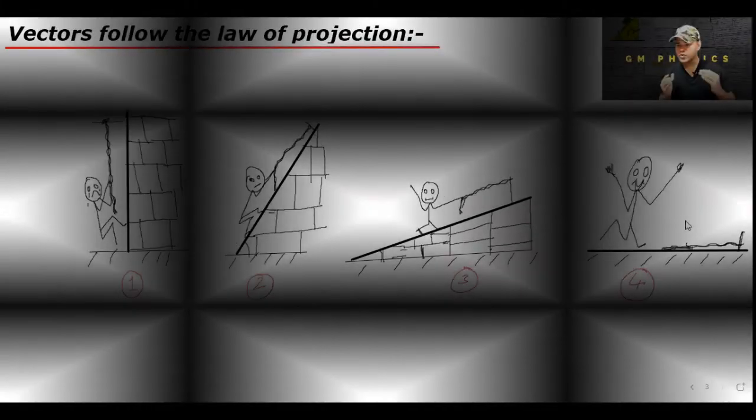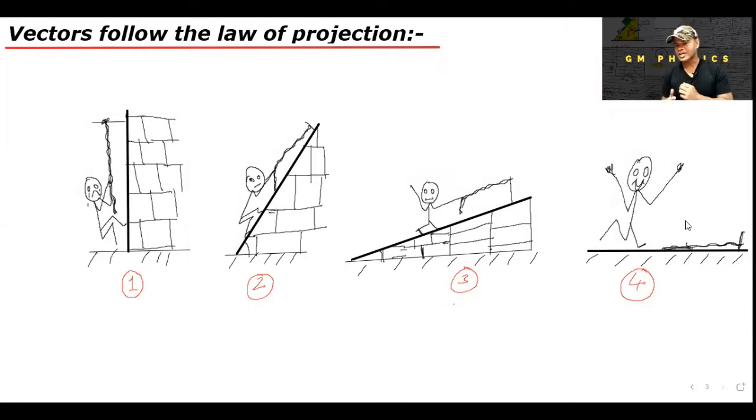All right, so let's try to use the concept of projection with vectors. In fact, this law of projection is very much related with vectors. Vectors follow the law of projection. Let's see this through a very simple example, which I think most of us have experienced in our life. I have shown 4 cases, 1, 2, 3, and 4. A person is climbing on surfaces inclined at different angles with the ground surface. In the first one, it is 90°, meaning it's a vertical wall.